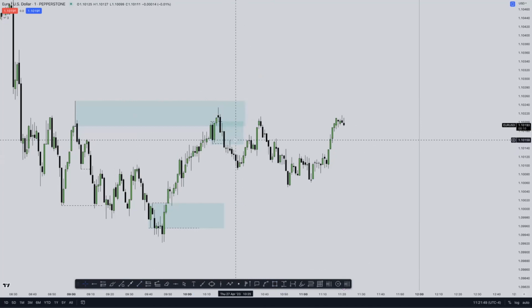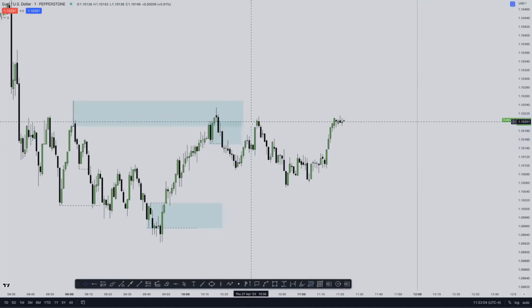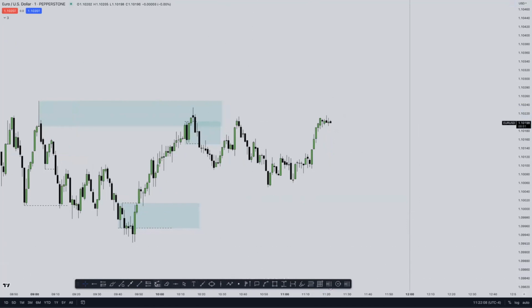Now look carefully. Did we close above it? Did this close above it? No. That means that this setup still has a chance, right? This setup still has a chance. Okay. Down we went. All right. Now look. There. Close down.